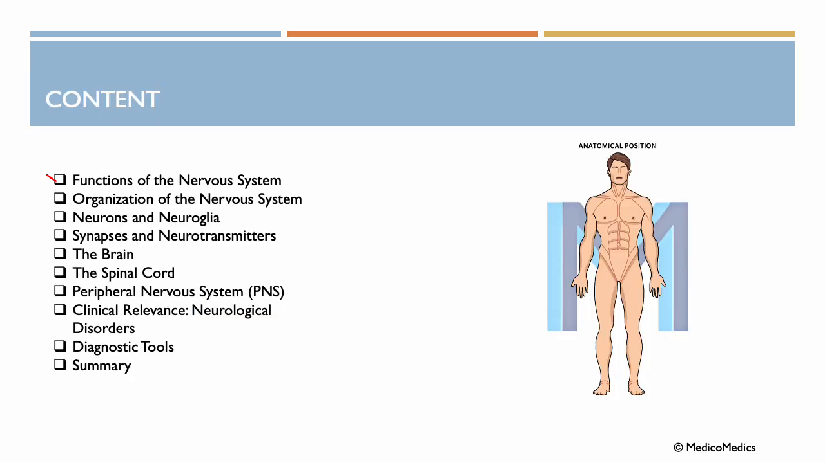So in this lecture, we will briefly describe the functions and the organization of the nervous system, present concepts like neurons, synapses, and neurotransmitters. We will talk about the brain, the spinal cord, differentiate between the peripheral nervous system and the central nervous system, look at some neurological disorders, some common diagnostic tools, and end with a summary.